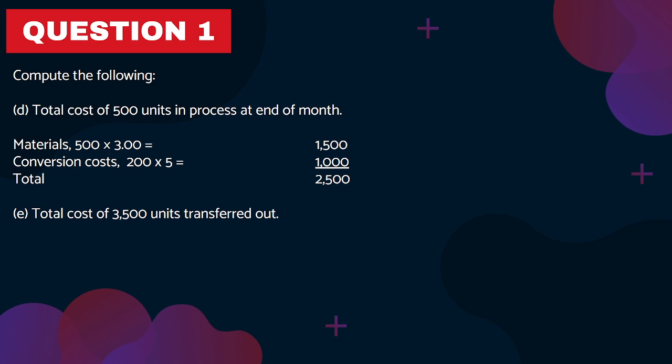And for the last question, total cost of 3,500 units transferred out, which is simple enough. We just take 3,500 multiplied by answer A, which is 3, plus the answer from C. We need to bracket this first, we need to add it, so it should be 8. So 3,500 times 8, it should be 28,000 ringgit.